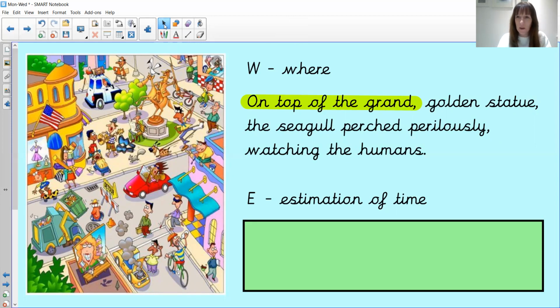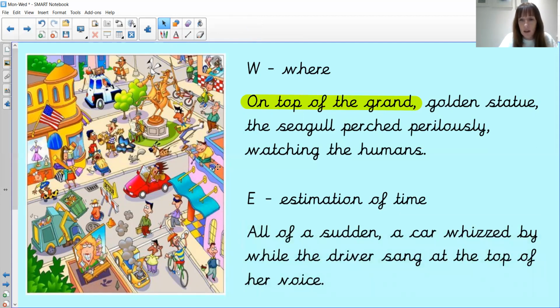Okay, and the last one I'm going to do with you is the estimation of time. So a time word, really. So decide what you're going to write about, and at the start of that sentence, put in a time phrase. So it could be later on, later that day, suddenly. I've written, all of a sudden, a car whizzed by while the driver sang at the top of her voice. There she is, look. And my time phrase that I've used is all of a sudden.